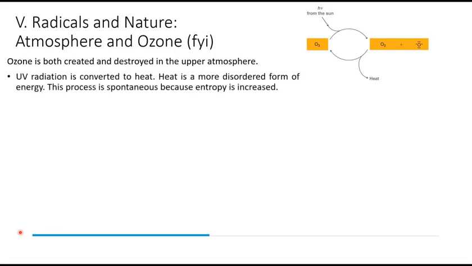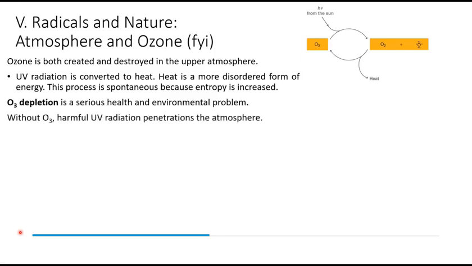UV radiation is converted to heat. Heat is a more disordered form of energy. This process is spontaneous because entropy is increased. O3 depletion is a serious health and environmental problem. Without O3, harmful UV radiation then penetrates the atmosphere.